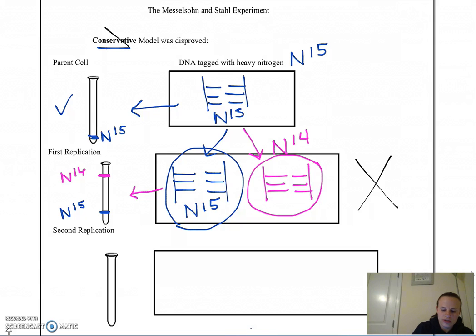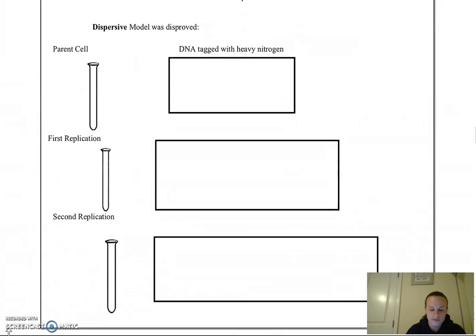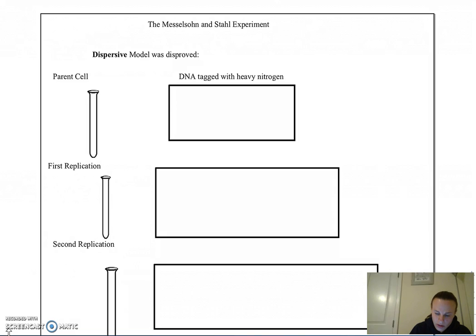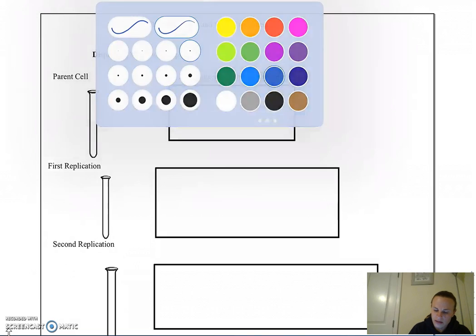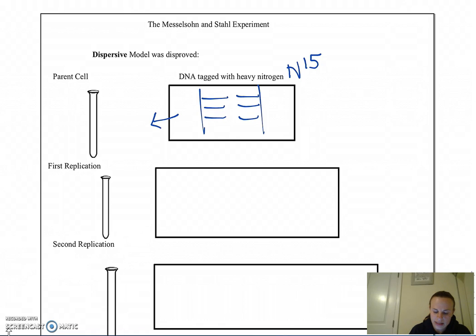So they knew that the conservative model wasn't plausible. Moving on, Meselson and Stahl looked at the dispersive model. Once again, with the dispersive model, Meselson and Stahl start out with DNA that's tagged with heavy nitrogen. When spun in a centrifuge, this heavy nitrogen would form one band at the bottom of the test tube containing all heavy nitrogen. Check. That's what Meselson and Stahl saw in their parent cell.